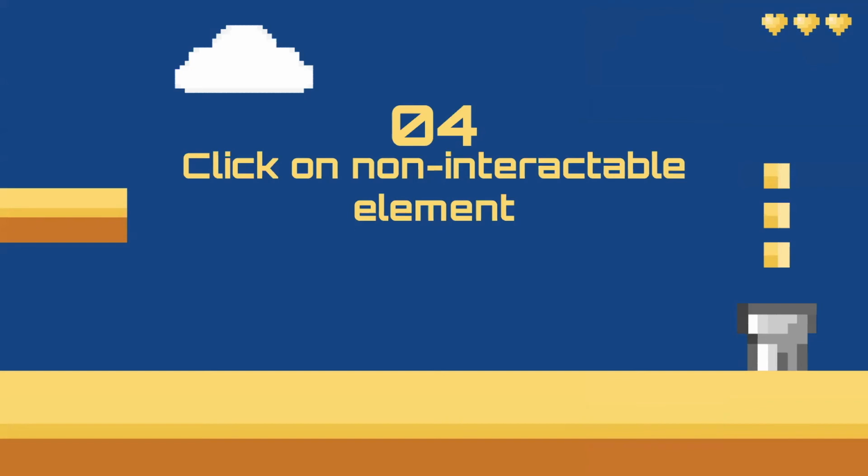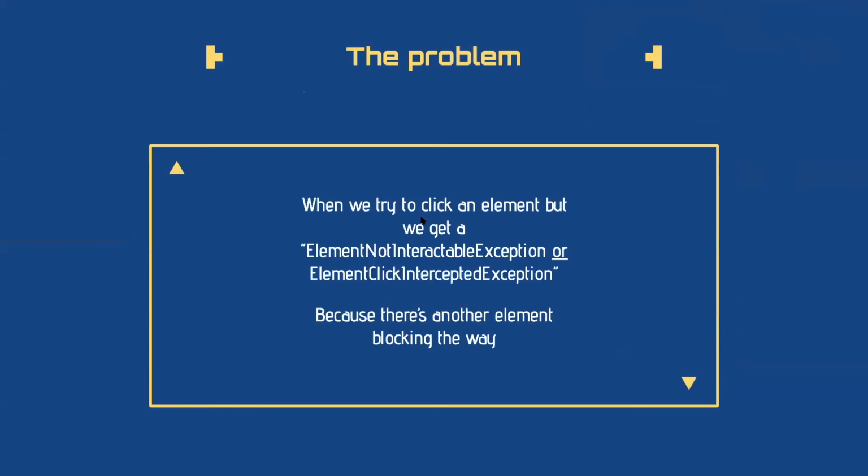The title of this question is how to click on a non-interactable element. And what do we mean by that? When we try to click on an element, but we get an exception, such as the element not interactable exception or element click intercepted exception. Why do we have this exception? It is because another element is blocking the way.